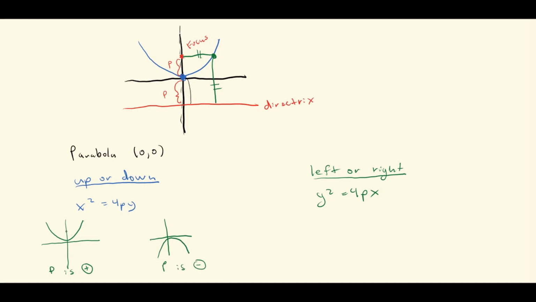And then the focus would be the point (0, p). The focus here would also be (0, p). And the directrix is going to be y is equal to negative p. And the directrix here is also going to be y is equal to negative p.